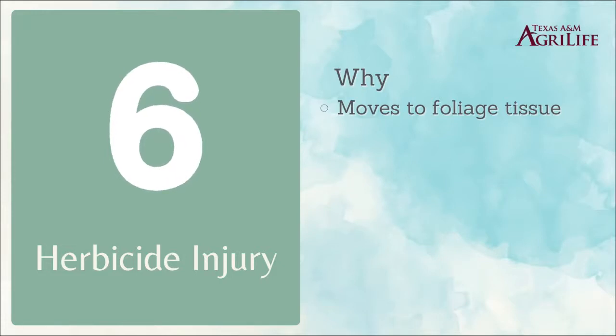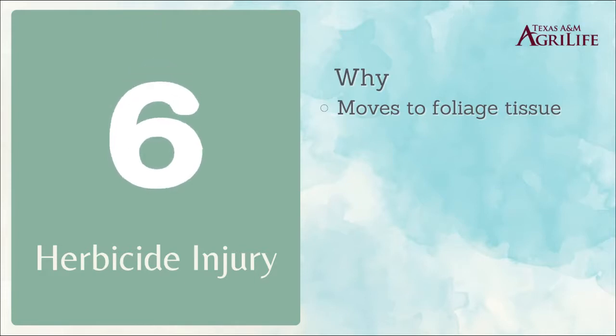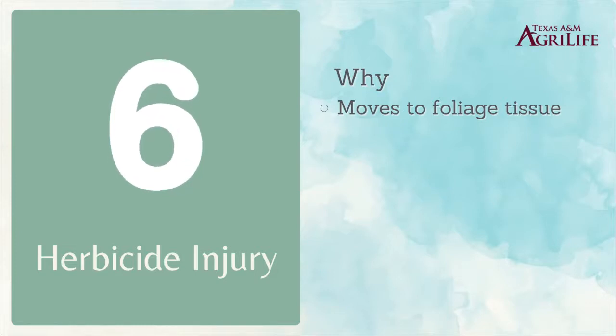Herbicide injury. This is a hot topic, so I'm not going to spend too much time on it. Really, why would the leaves yellow? Well, the herbicide moves through the foliage tissue. It could be applied accidentally, or it could be from the wind. Really, any kind of improper use of herbicides.